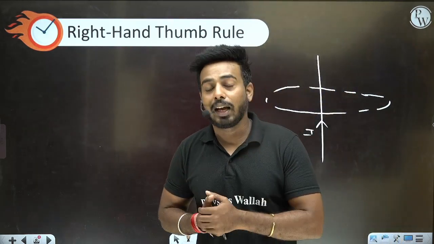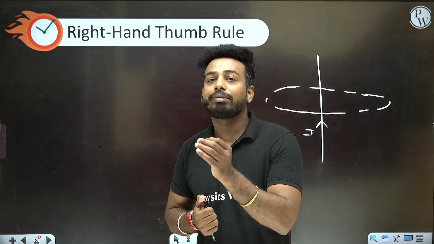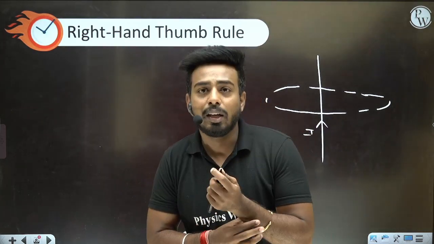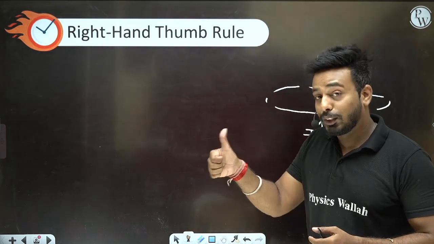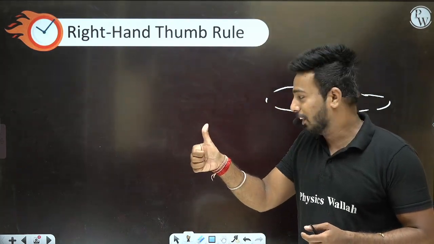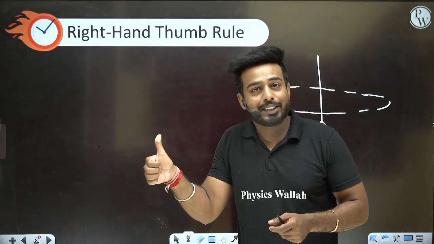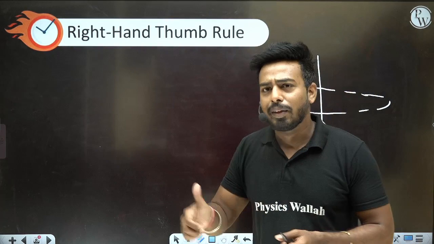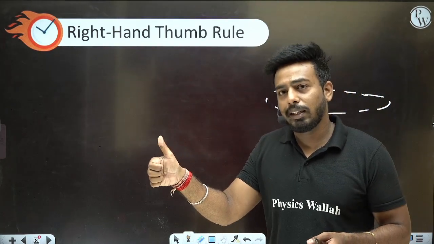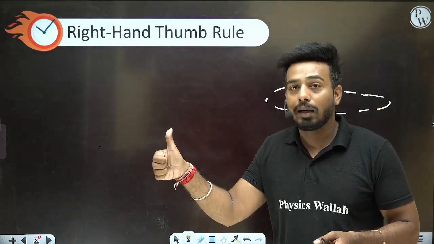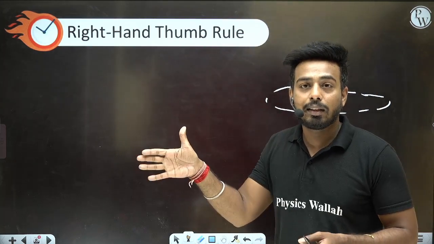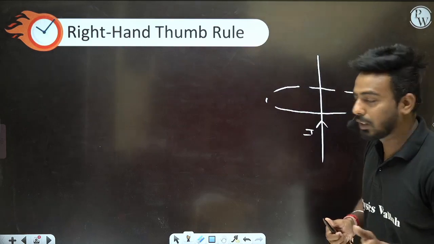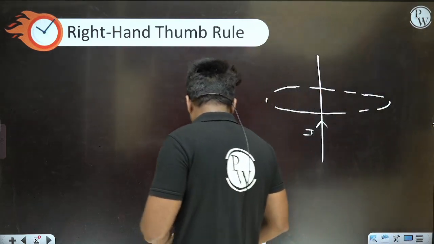field around the current carrying conductor. So what we need to do is just show the thumb, angutha dikhao in Hindi, and take the direction. That is simple. If I put my thumb in the direction of electric current, then the curl of the fingers will show the direction of the magnetic field.